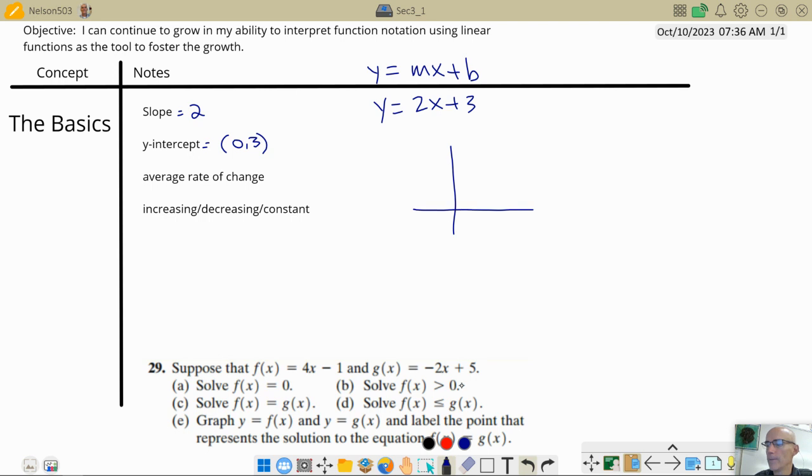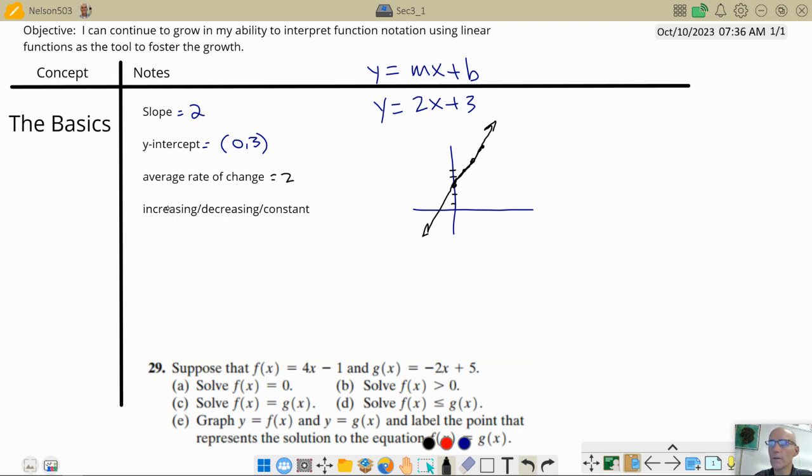Not trying to insult anybody's intelligence here, but we're up 3 spots. 1, 2, 3, boom. And then we're going to have a rise of 2 and a run of 1. So between these 2 points, the slope is 2. Between the next 2 points, the slope is 2. The slope always stays the same. Otherwise, our line is not a line, right? So that kind of wiggled a little bit. Sorry about that. So our average rate of change is going to be the same as the slope.